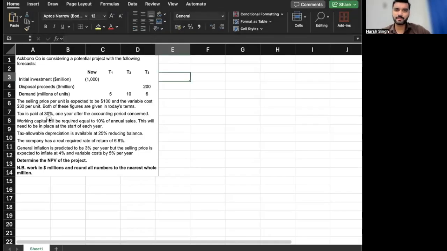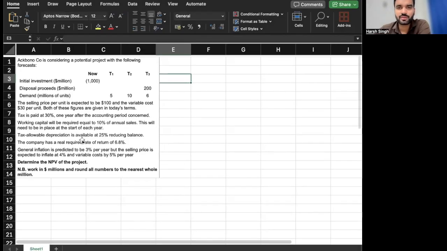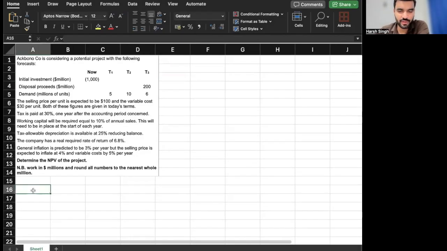Tax is paid at 30%, one year after the accounting period. Working capital will be required equal to 10% of annual sales. This will need to be placed at the start of each year. Tax allowable depreciation is 25%. Fine. The company has a required rate of return of 6.8%. So a lot of details were already given.